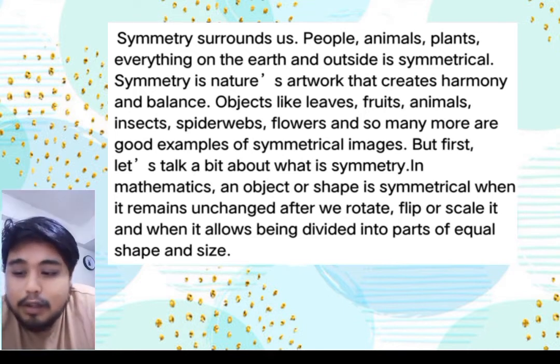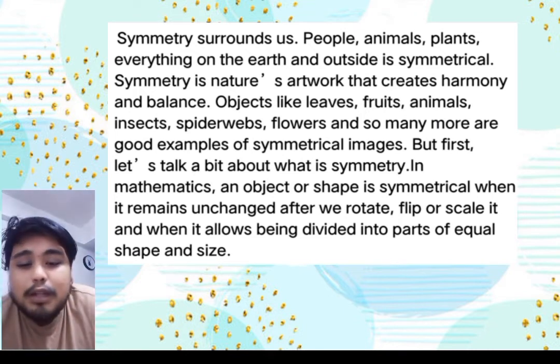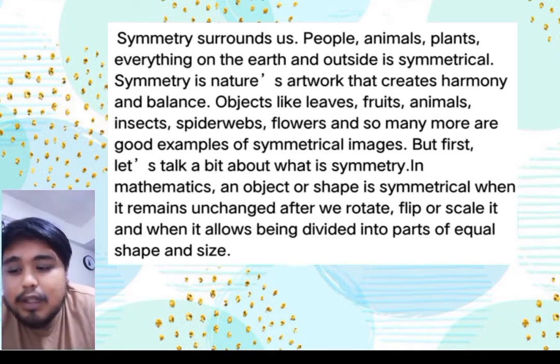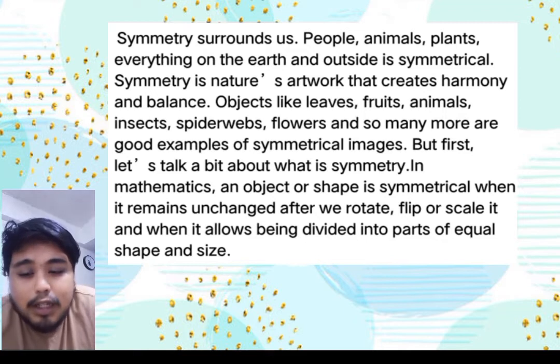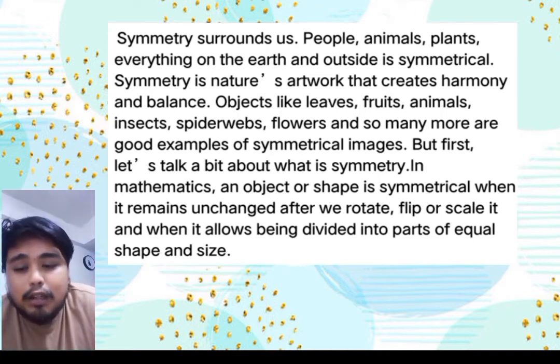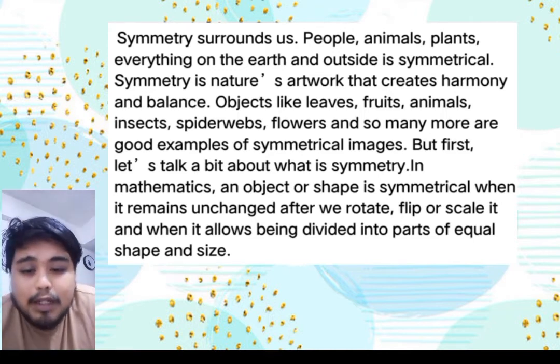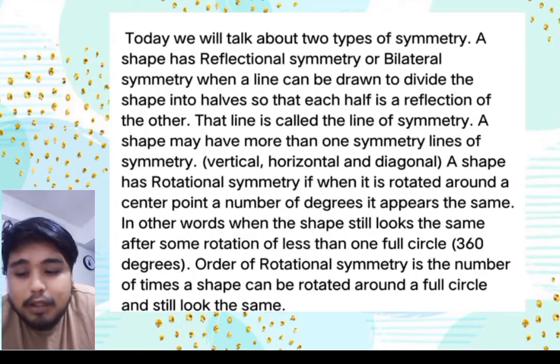But first, let's talk a bit about what symmetry is. In mathematics, an object or shape is symmetrical when it remains unchanged after we rotate, flip, or scale it, and when it allows being divided into parts of equal shape and size. Today we will talk about two types of symmetry.